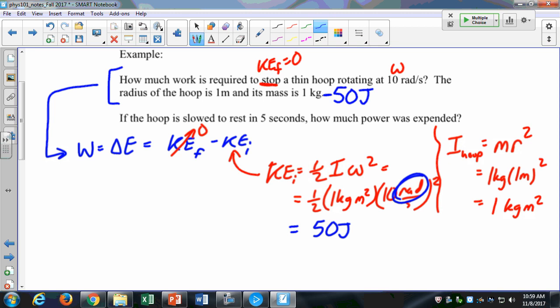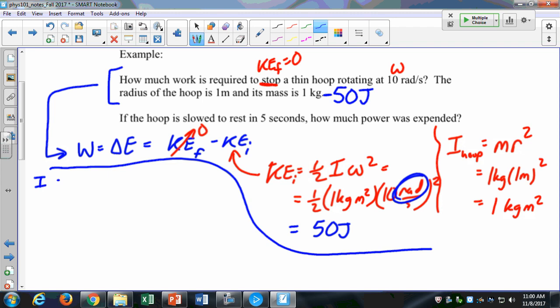Why negative? Is it like in the clockwise direction or something? What does that negative mean when I'm thinking about the work? Okay, yes, all of those things are correct. You're in the opposite direction of omega, and also you're taking away energy. But that's really what I'm trying to get at: if I have a negative work here, it means I'm taking away energy from that object and causing it to stop. Okay, that's what the negative means.